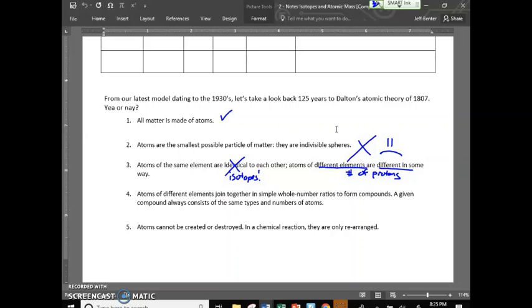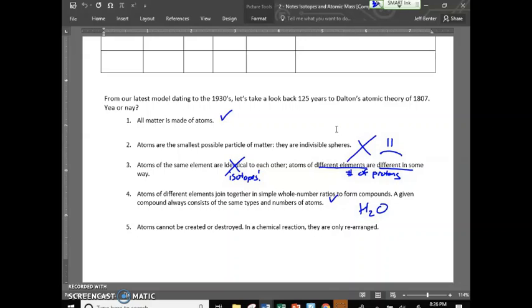Number 4, atoms of different elements join together in simple ratios to form compounds. A given compound always has the same types and numbers of atoms. We're going to go with true for that one too. Water, for example, is always H2O no matter where it comes from. Whether it comes from underground, a river, the rain, even out there in a comet in outer space, it's always going to be H2O.